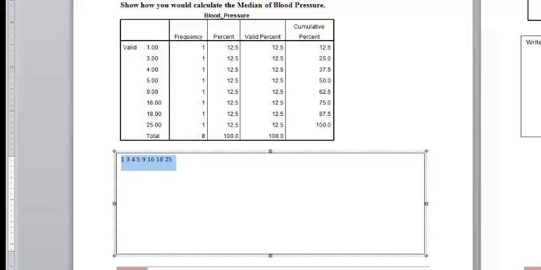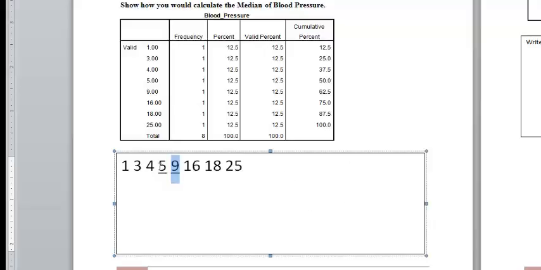So in order to calculate the median, remember it's the 50th percentile. We have 1, 2, 3, 4, 5, 6, 7, 8, so it would be the fourth. Let's underline that. So we would take 5 plus 9, which is 14, and divide it by 2, and so the median would equal 7.